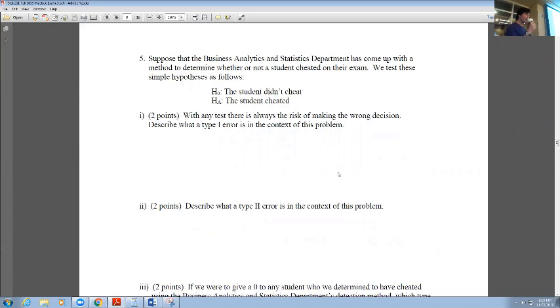Okay, classic question right here. Suppose the business analytics department comes up with some method of determining whether students cheat or did not cheat on a test. What is the fairest thing to assume about a student cheating on a test? Should we start out saying they're all cheaters? We should start with the null, because we assume the null until we have evidence for the alternative, and the null should be that the student did not cheat. Now, when we make a type 1 error, what do we do to the null?